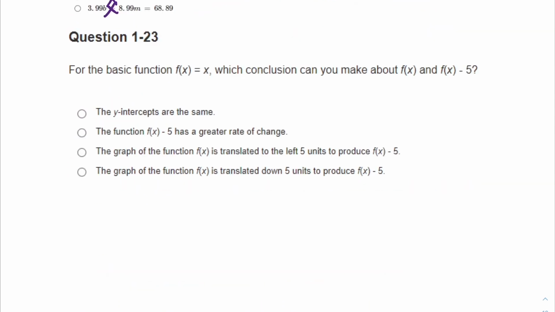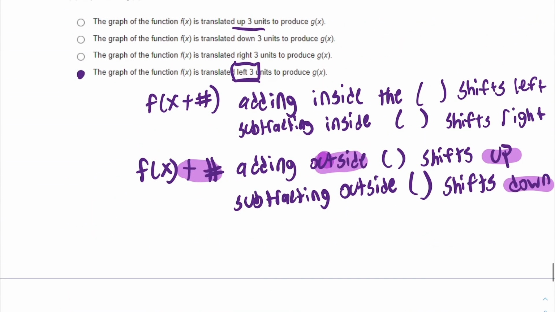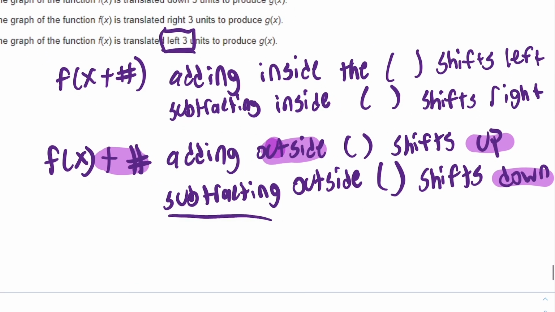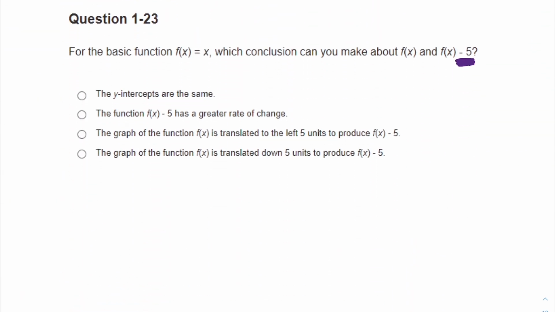That's it. What conclusion can you make about f of x and f of x minus 5? You see how this minus 5 is happening outside the parentheses? If you look back at what I wrote before, if we are subtracting outside the parentheses, then we're going down. So let's see if any of these answer choices talk about going down.